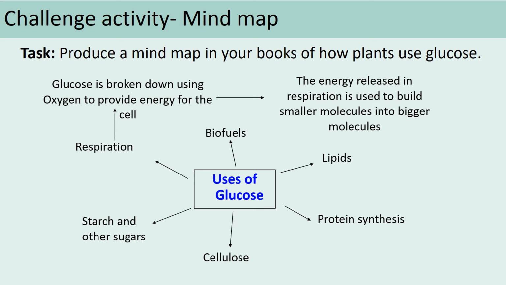The other ones, though, you are going to go away and use either the book on Kerboodle, or other books, or the internet to find out how plants use glucose to make these other things. For example, respiration is already on there, so you can add that on. Glucose is broken down using oxygen to give energy to the cell, and it then uses that energy to build bigger molecules from smaller ones.